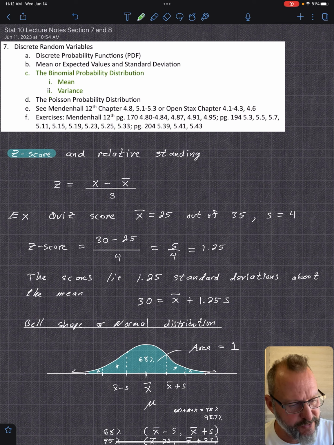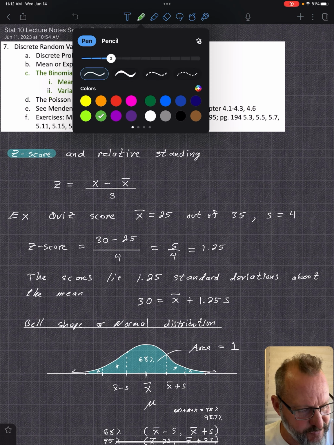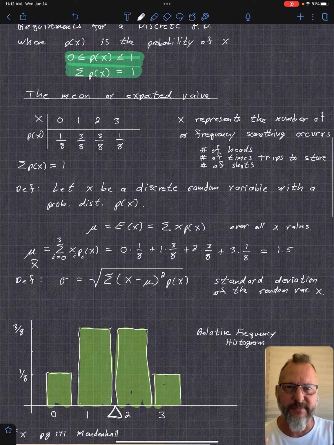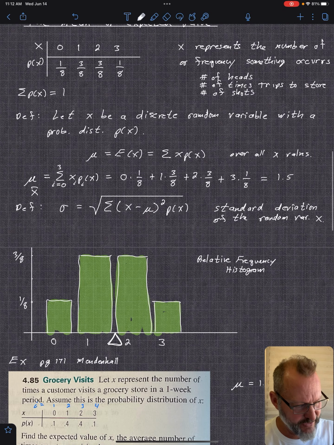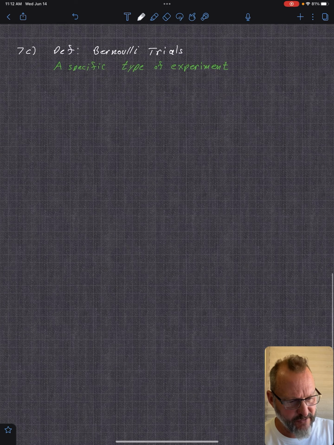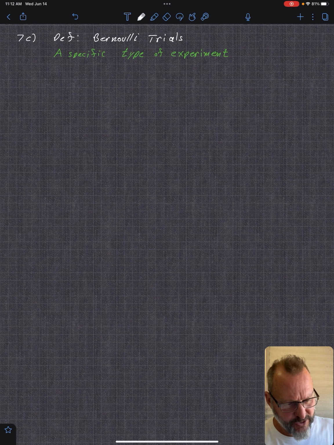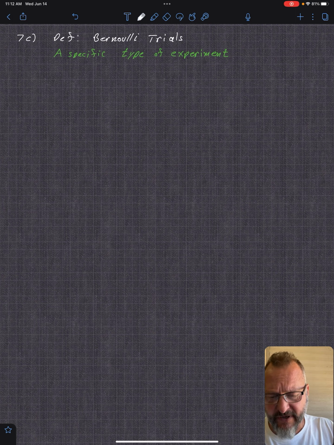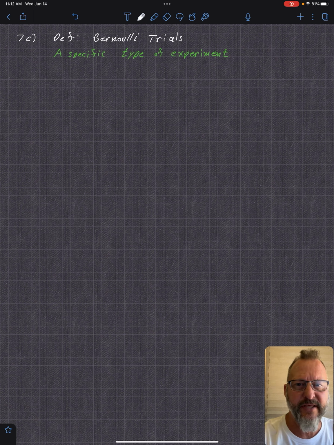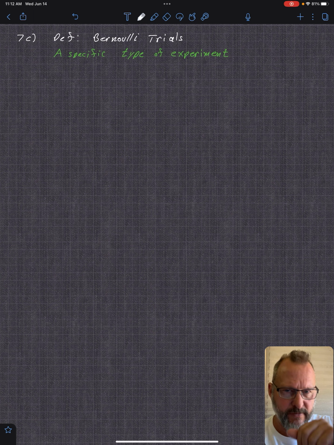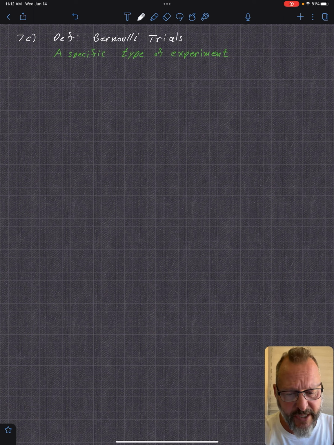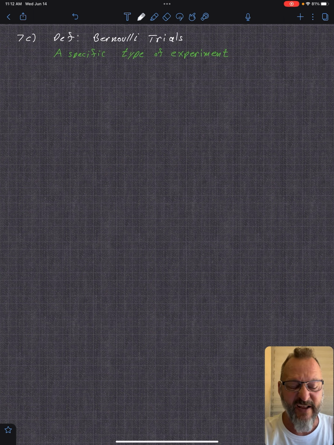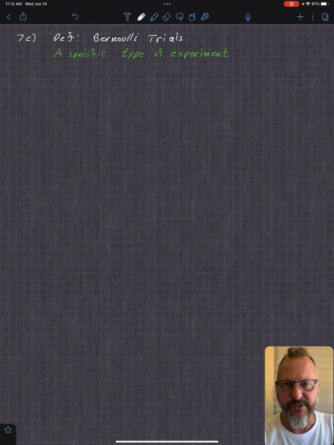First, we want to describe what type of experiment it is, because this is something very specific. Important concept. So the first thing we want to look at is what's called a Bernoulli trial or Bernoulli trials, and define that experiment. And then we'll get into the binomial distribution. And then one more thing before we move on to the normal distribution stuff.